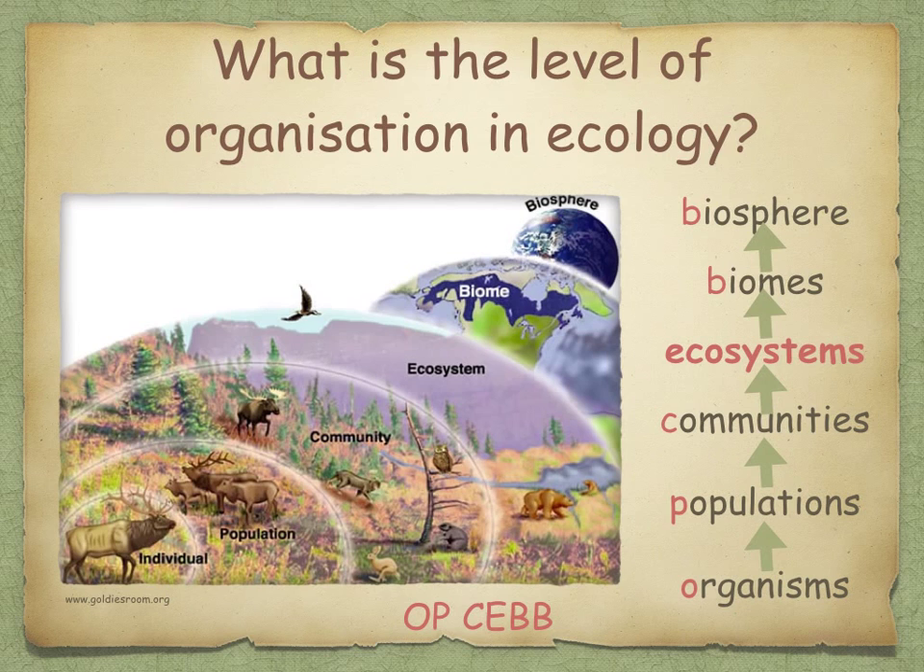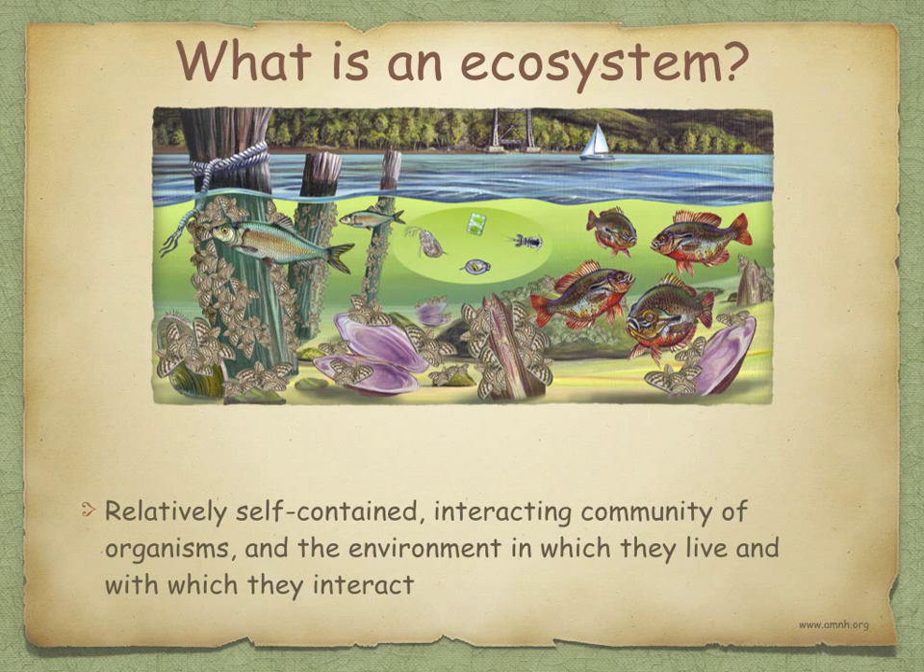We're going to discuss ecosystems first. Can you see that an ecosystem encompasses the community and the environment? Well, that's basically what an ecosystem is. It's the community of organisms and how they interact, as well as the environment. So an actual definition is it's a relatively self-contained, interacting community of organisms and the environment in which they live and with which they interact. So it's the organisms and the environment.